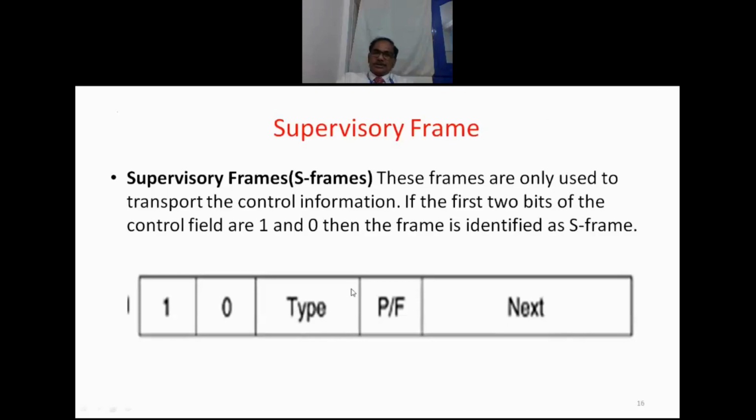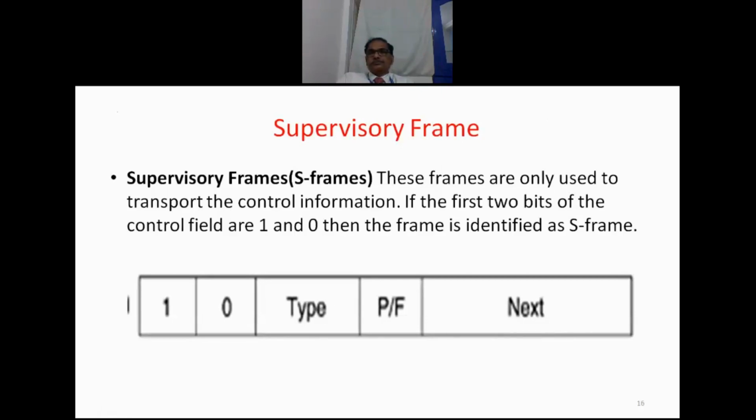Receiver not ready, type 2. Then I have not received this frame. I am not saying it had errors. I could not receive it due to some reasons. I was not ready to receive this frame, so I could not receive it. Send me this. That is type 2.